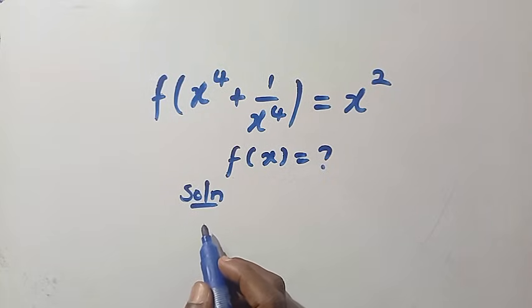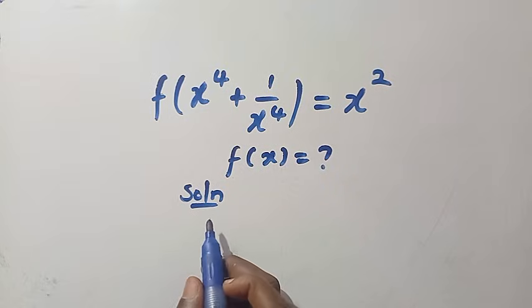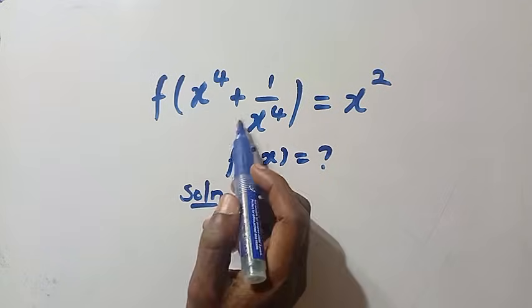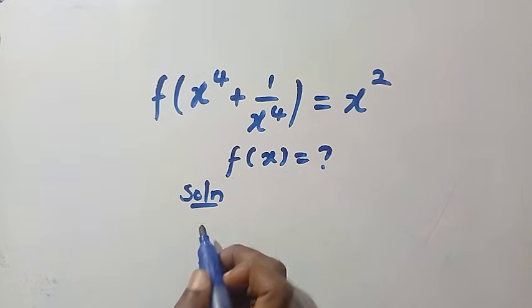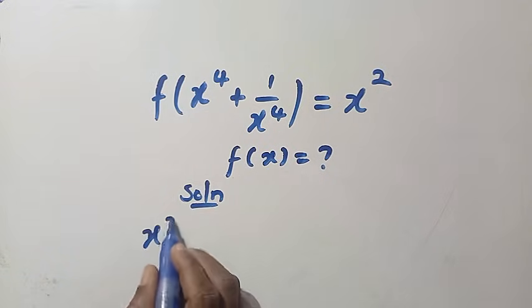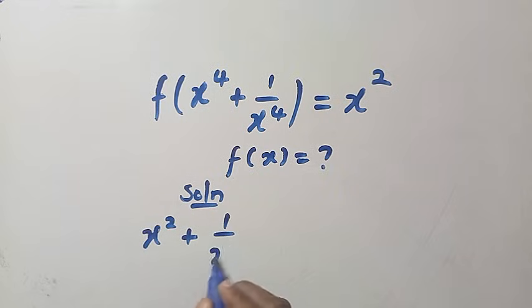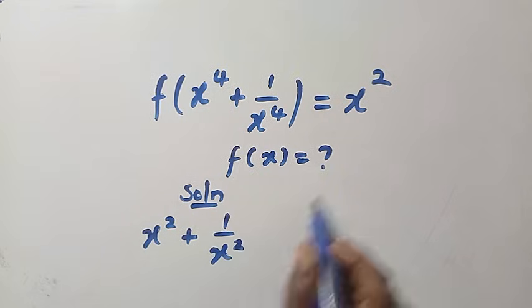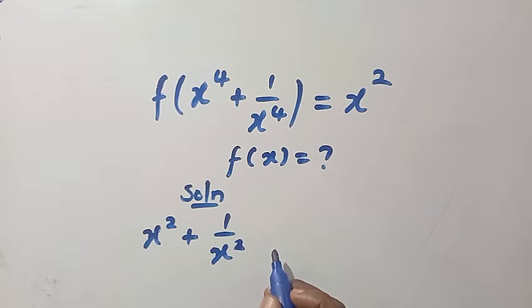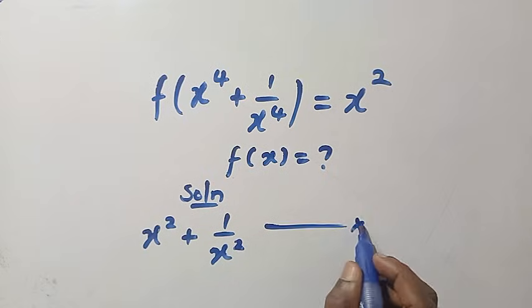First, we're going to be recalling an identity. Suppose I have to express this x to the power of 4 plus 1 over x to the power of 4 in terms of x to the power of 2 plus 1 divided by x to the power of 2, because of the power of 2 that we have here. So this is our aim.